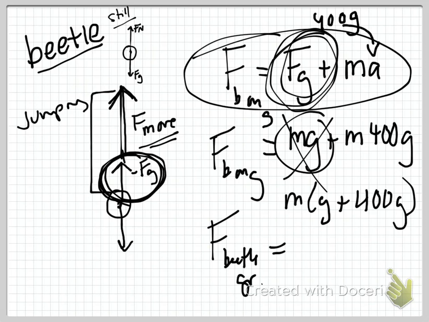Which one? What is that? It's gravity times 400, which is 3,900. So you just do force of the... gravity. Where I crossed off the empty.